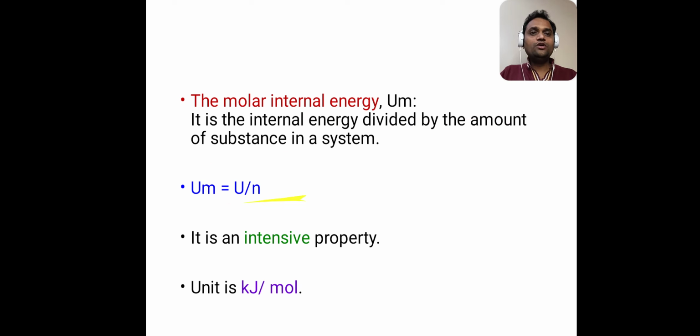Now, the molar internal energy is an intensive property. So this is opposite to internal energy. The internal energy is an extensive property, while the molar internal energy is an intensive property, and its unit is kilojoule per mole. The unit of molar internal energy is kilojoule per mole. So this is about the internal energy.